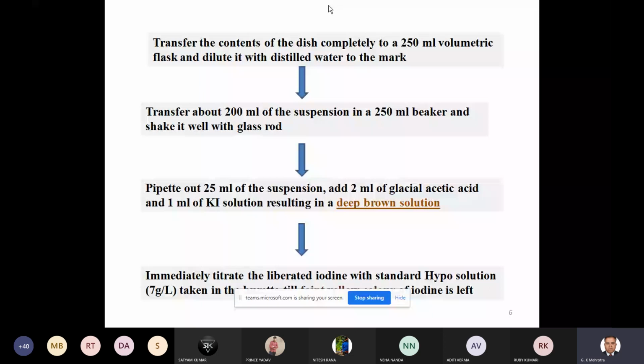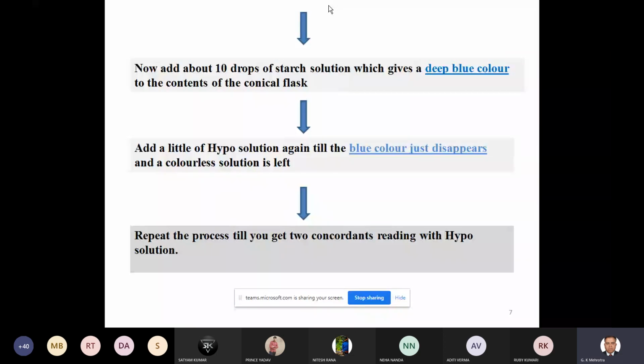Now comes the indicator. The indicator is starch. About 8-10 drops of starch solution are added, and then your titration solution becomes deep blue in color after addition of starch. Then finally you will add a few cc's of hypo from the burette, till you get the point at which the blue color just disappears. So a colorless solution, that is the end point.